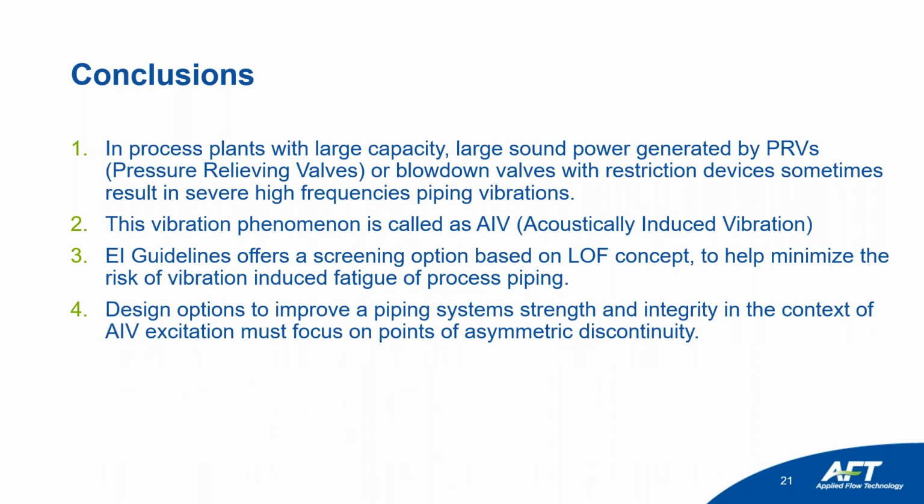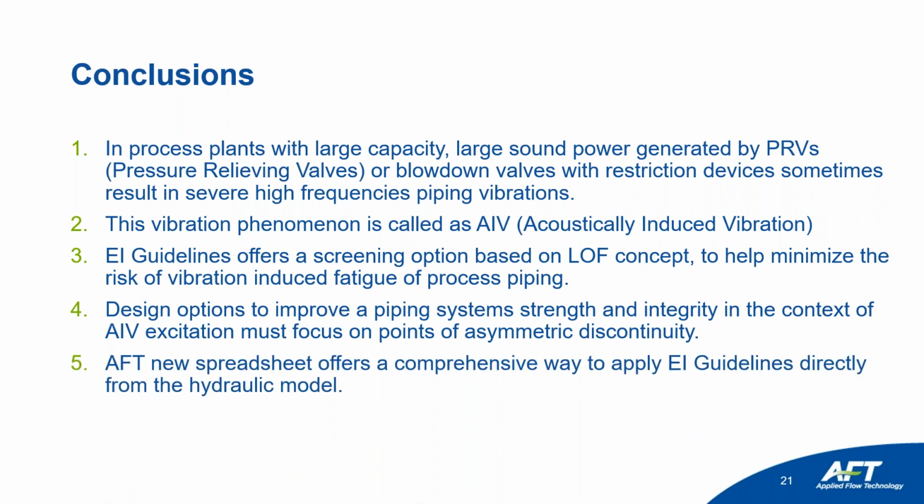Design options to improve a piping system's strength and integrity in the context of AIV excitation must focus on points of asymmetry, discontinuity. Any discontinuity is a weak point that you have to analyze when AIV occurs in your line, especially in LNG systems, where AIV can become very critical. And finally, the conclusion is that AFT's spreadsheet offers a comprehensive way to apply Energy Institute guidelines directly from your hydraulic model. As I said, if you're interested in receiving the spreadsheet, please send an email to sales@aft.com and we will send you a link where you can download the instruction manual and the spreadsheet.